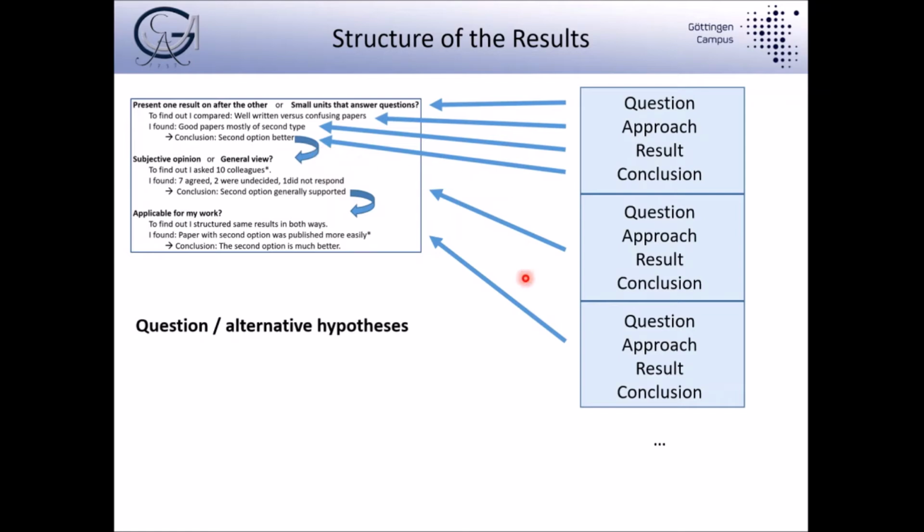The question is really important. So the reader needs to first know what you want to find out before he can judge whether the approach or the results are good. It can be a question, but it can also be alternative hypotheses.